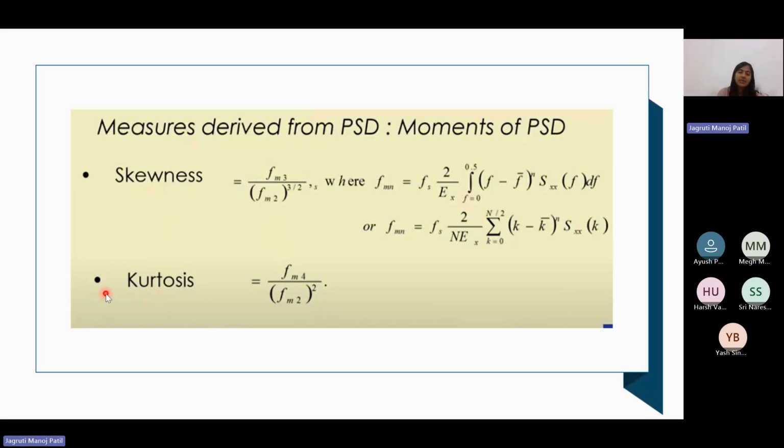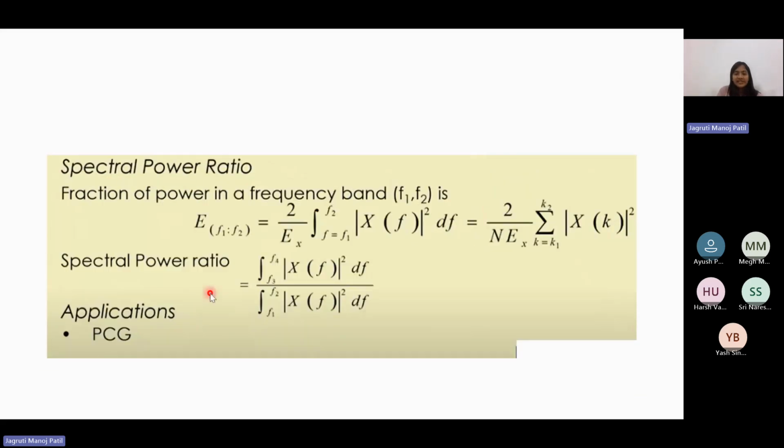Kurtosis is nothing but it tells us about the tail of the distribution or the function, like how long the tail is, whether it's sharper or wider. Kurtosis tells you about that part. There's another factor called the spectral power ratio. Spectral power ratio is nothing but the division of the powers at two different bands of frequencies, say within f3 to f4 by f1 to f2. Given a signal from f1, f2, f3, f4, you take the last band by the initial one and just divide it. That's the spectral power ratio.